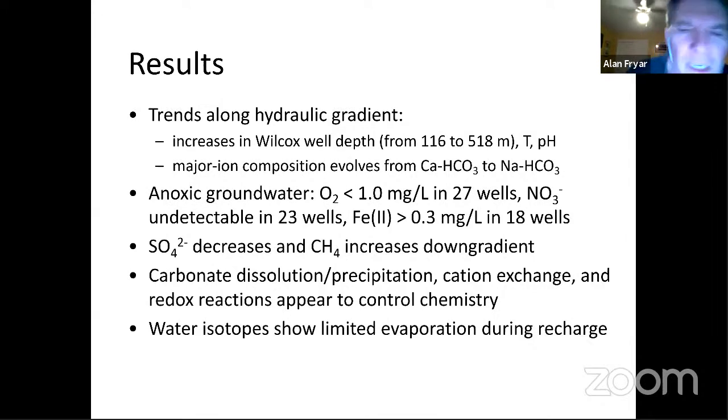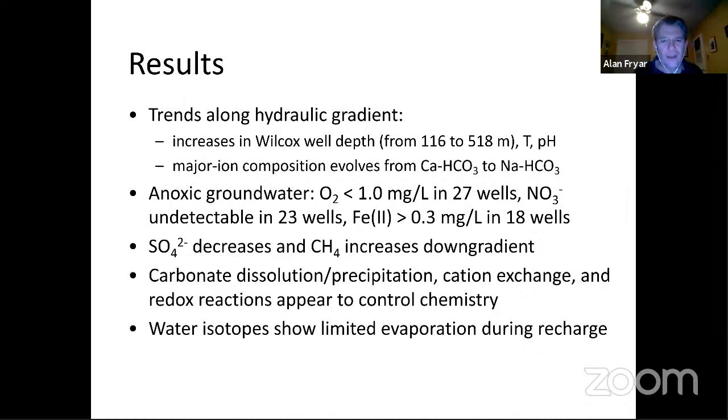The groundwater was anoxic for all of the wells. Dissolved oxygen was detectable, but we think it was kind of an artifact of oxygen diffusing through our sampling tubing. For example, it was low, less than 1 milligram per liter. Nitrate was undetectable in virtually all the wells. And iron(II) was detectable in about two-thirds of the wells. We also saw progressive decreases in sulfate and increases in methane down the flow path.